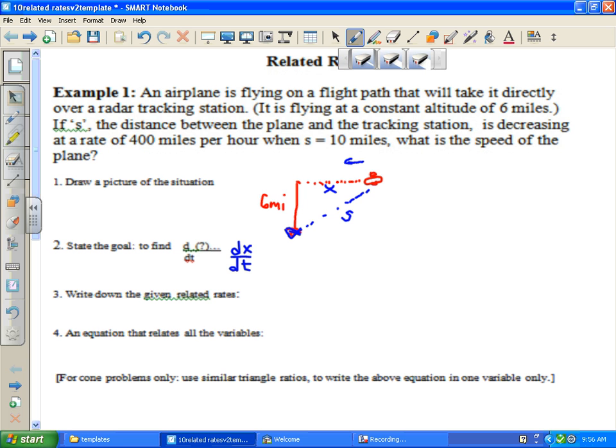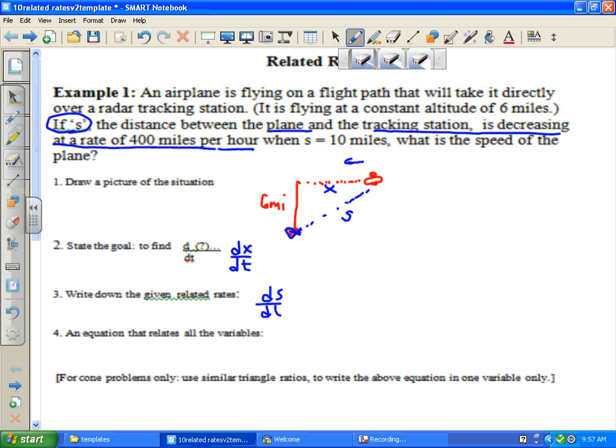Okay, then they want us to write down what is given. Write down the given related rates. So for example, they said that the distance s, which is the distance between plane and the tracking station, is decreasing at a rate of 400 miles per hour. How could I write that down as a derivative? The rate of change of distance s is decreasing at 400 miles per hour. So what should I write? ds dt.